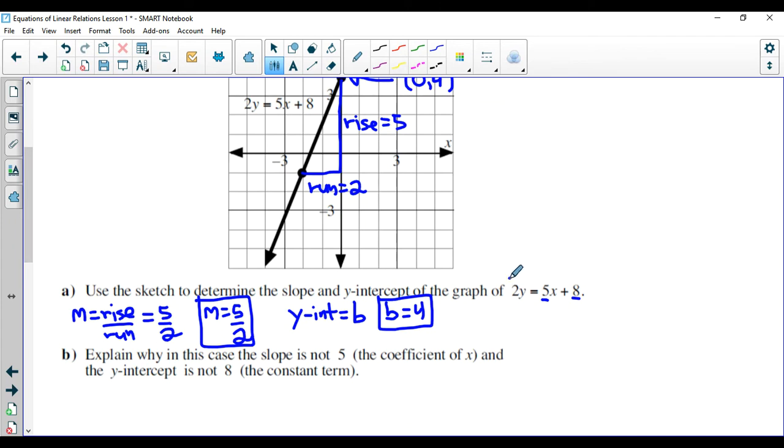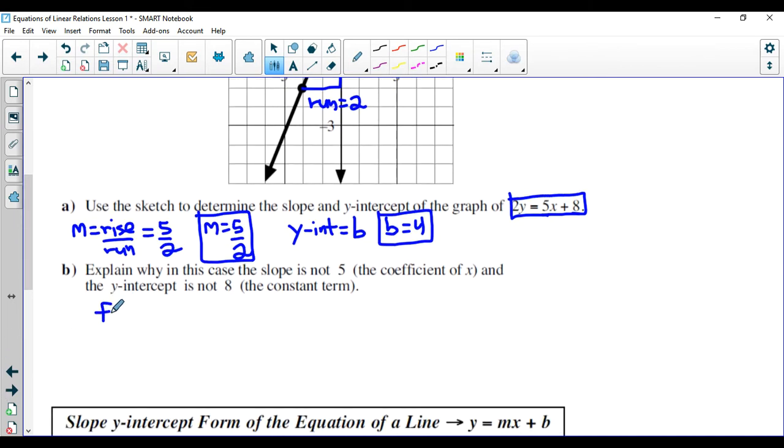Now, here's where there's an issue. The problem with the way this equation is written is it's not quite in the format y equals mx plus b. To be in the form y equals mx plus b, you cannot have any number in front of the y. The only coefficient that can be attached to the y is a 1. So I'll write that out here.